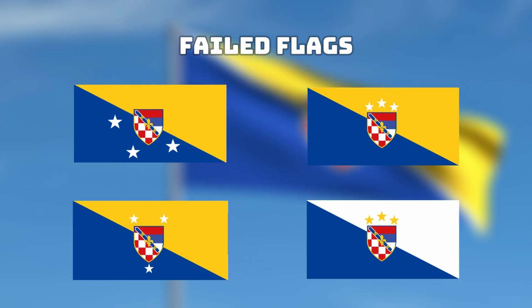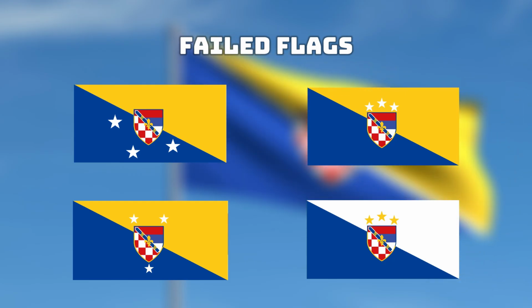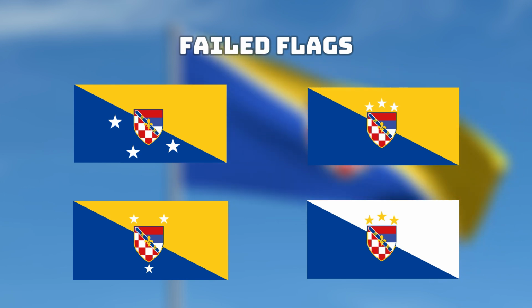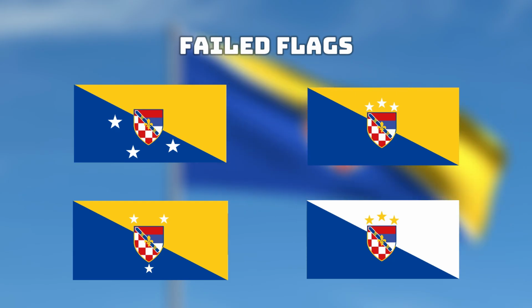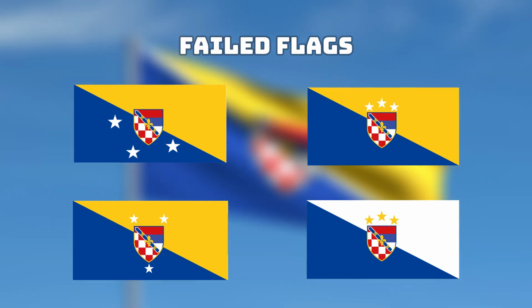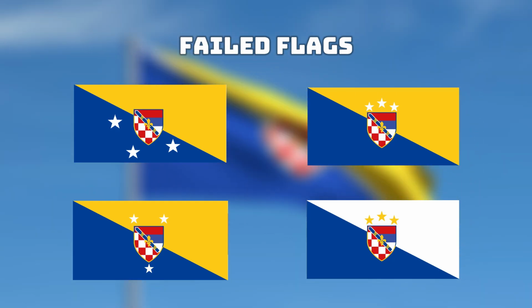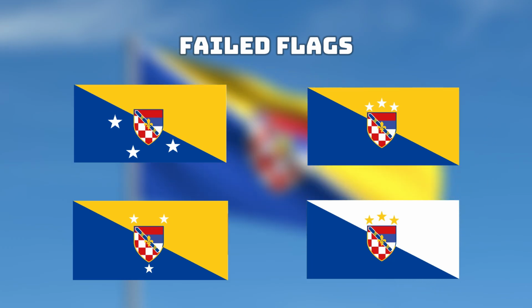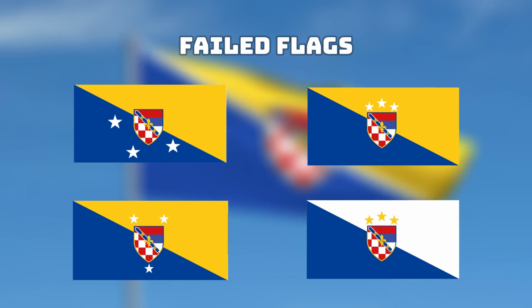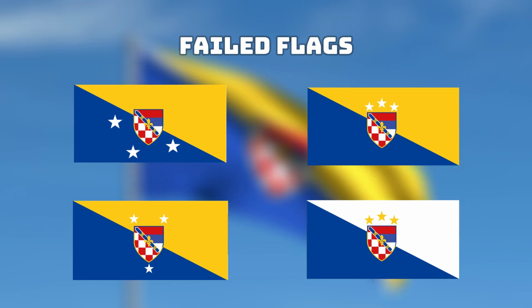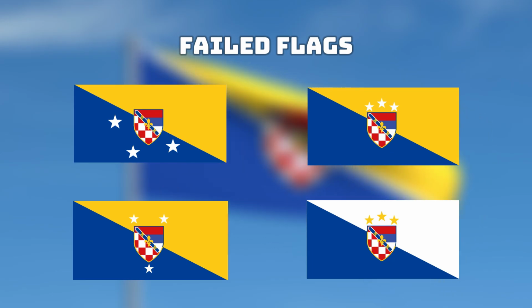And with the top right, which is the third one I made, I put the stars on top of the shield, but that looks too much like Croatia, and the yellow stars on top of the yellow background looks like shit. So I tried flipping the colors with the last one, but that ended up looking like shit as well. And the flag kind of looks better without stars.